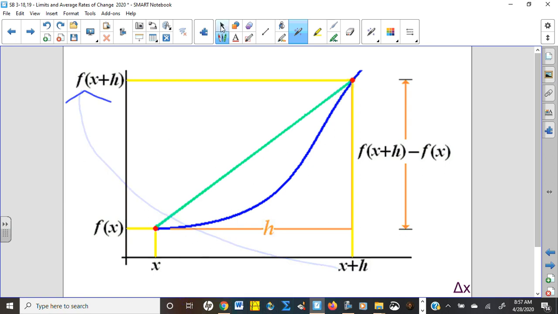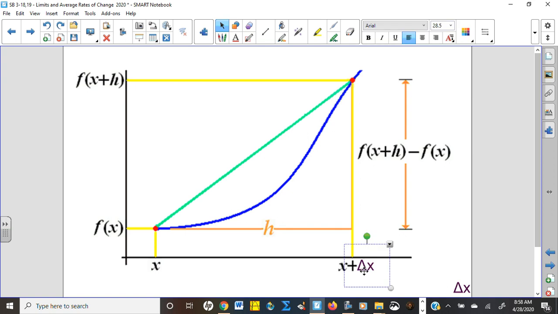It looks a little uglier than just a and b, f of a, f of b, but it's really the same thing. Now, some books will, instead of h, call this delta x, so change in x, which also makes sense. And you'll see that from time to time. It really just depends on the book you're using. I would say more books probably use h than delta x, but you could see delta x just as much.